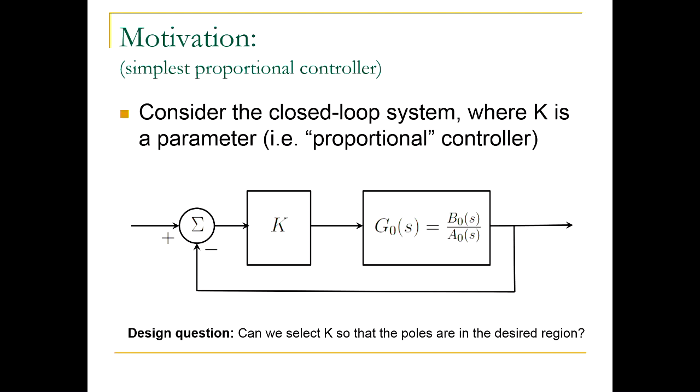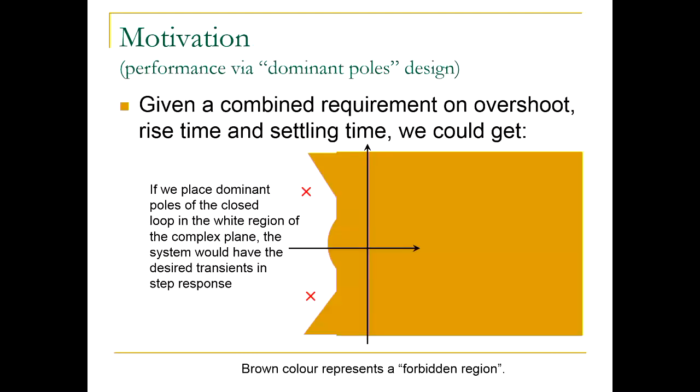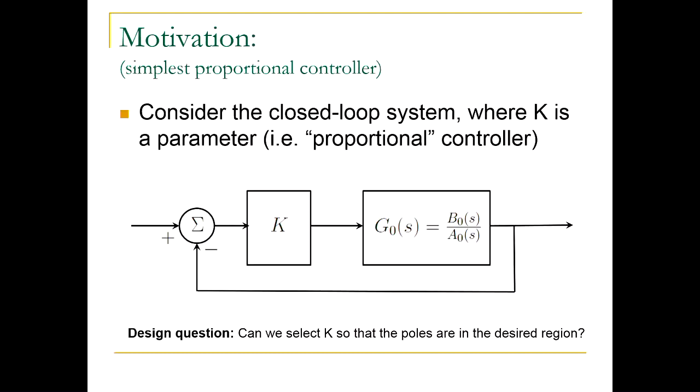So what is the desired question? Well, can we select k so that the poles of the closed loop are in the desired region, like in this white region? Right? So first I give you specifications, you come up with the desired region, and then you're saying, well, can I now find k so that the poles are moved to the desired region? That's exactly design, because typically in design, you are given a set of specifications, and then you have some parameters to play with. And you need to design these parameters so that you satisfy these specifications. That's exactly what design is. Are there any questions?